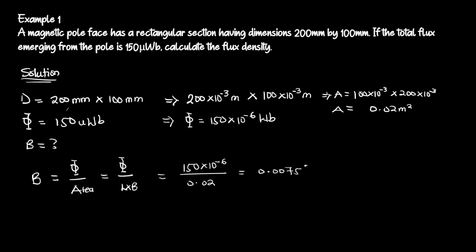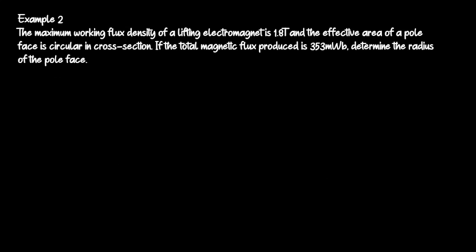0.0075 Tesla or 0.0075 Weber per meter squared. Okay, so this is the answer for this particular problem. All right, so let's have a look at the second example.